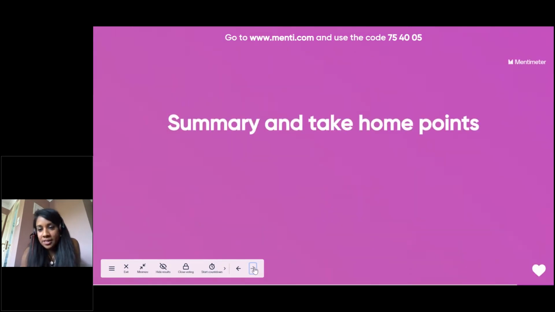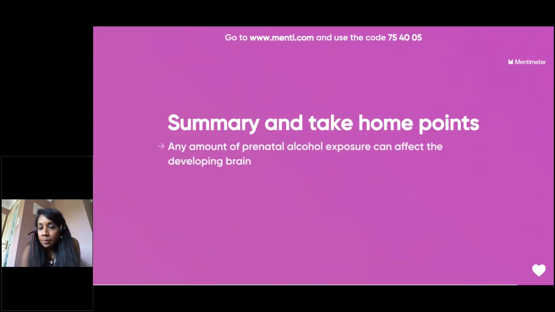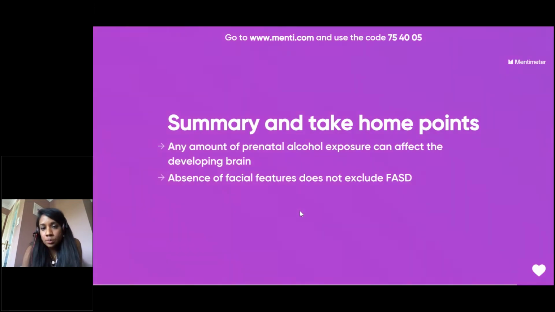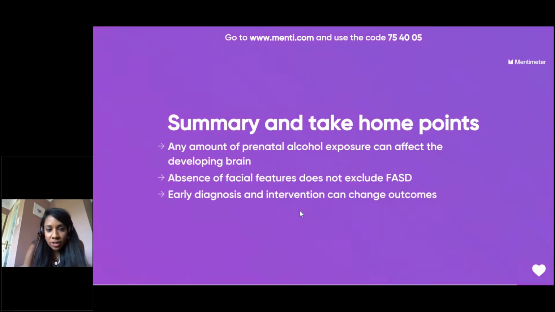So just to summarize, as we're coming to the end of the presentation part, any amount of prenatal alcohol exposure can affect the developing brain. And just because you don't have the facial features doesn't mean you won't have FASD. So it's really important that even if the child may not have those facial features, you consider it as a diagnosis, especially when you know there has been prenatal alcohol exposure. And early diagnosis and intervention can change outcomes.